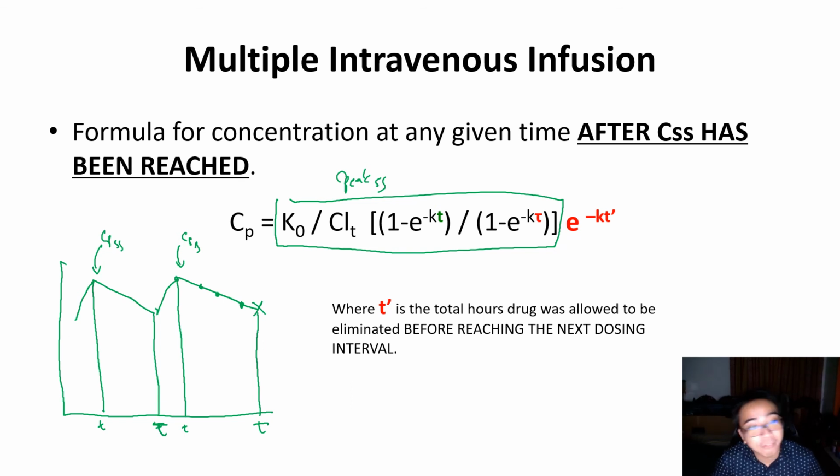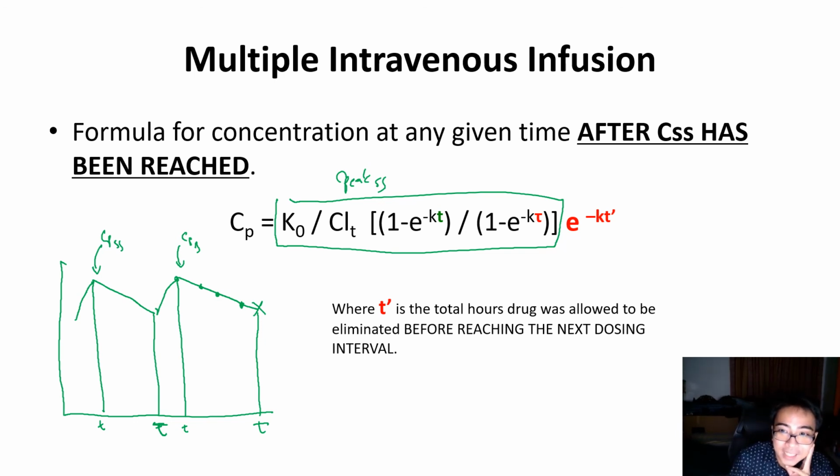Okay, so say for example, after reaching the peak concentration, the drug was allowed to eliminate for 4 hours. Tapos ang dosing interval ko is every 8 hours. So, tatanungin ka, what's the resulting plasma concentration 4 hours after reaching the peak concentration? Okay, so ganun yun. Alright, so I hope you get that.